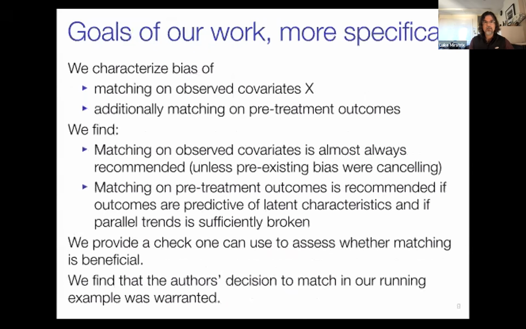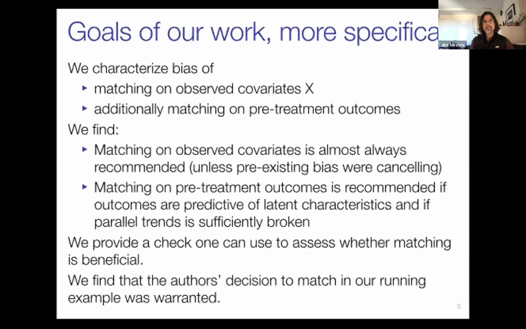More specifically, we're going to try to characterize the bias of matching on observed covariates, and additionally characterize the bias of matching on observed covariates and pre-treatment outcomes. And our findings are that matching on observed covariates is almost always recommended unless you have some pre-existing biases that are canceling. Because if you match on covariates in that case, then you can reveal a bias if you had 2 biases that were canceling out. But we think that's probably fairly unusual.